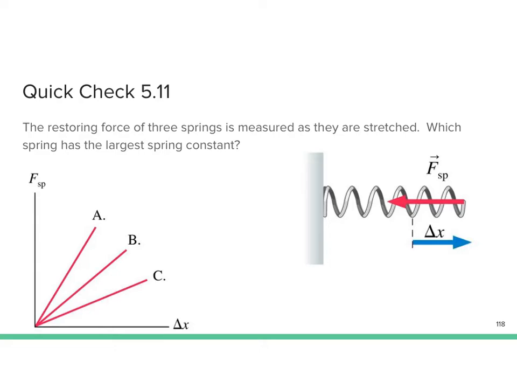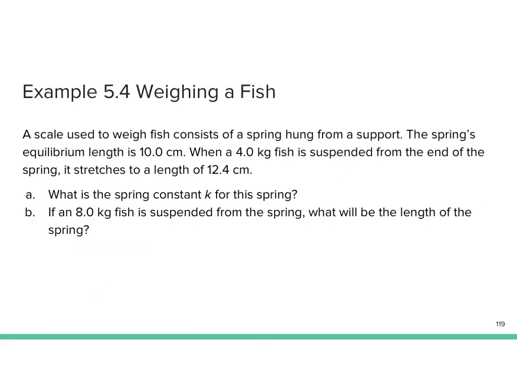So I got a little quick check here. The restoring force of 3 springs is measured in their stretch. Which has the largest spring constant? So as I look at this graph on the left, I think, well, the spring constant is essentially the slope of the line. And a higher spring constant will require more force to stretch it some distance. So A has the largest spring constant. It's the most rigid or stiff spring.